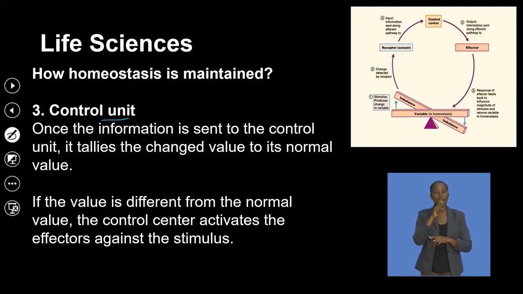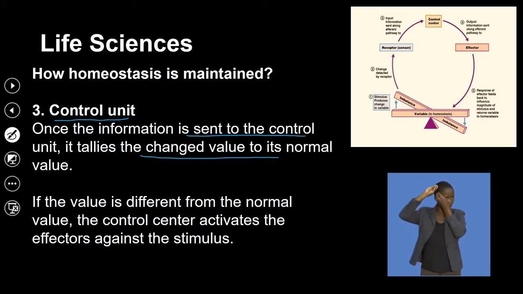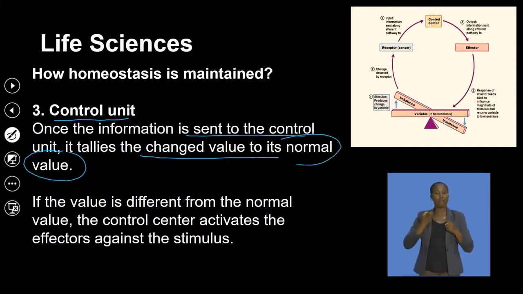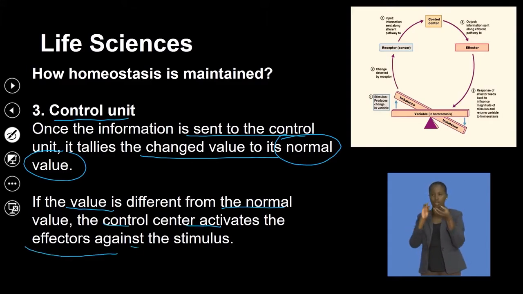So the control center interprets that and sends information that needs to be received by an effector organ, by identifying something that is against the normal value. If the value is different from the normal, the control center will activate an effector organ, which then brings about a response to that stimulus.